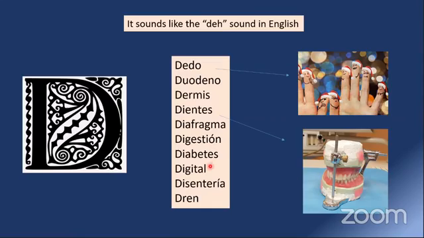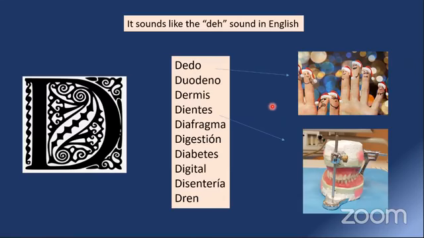Diabetes. Digital is anything that makes reference to the fingers. Disentería. You know what is that? And drain is the same. It's those little plastic tubes that the surgeon puts in our body after or during surgeries so we can drain liquids from there. That's drain. JP drain, so forth. Pigtail drain.